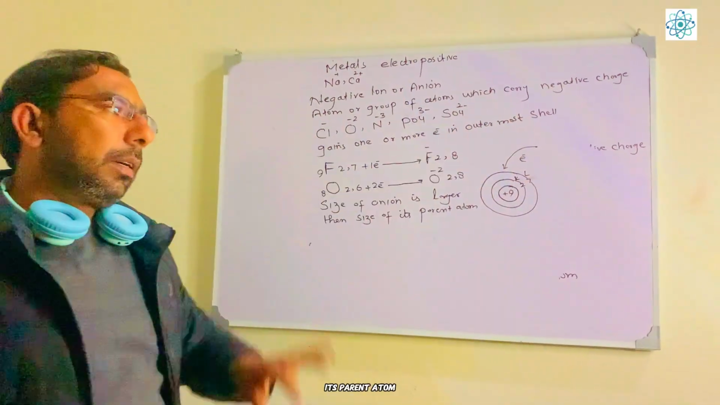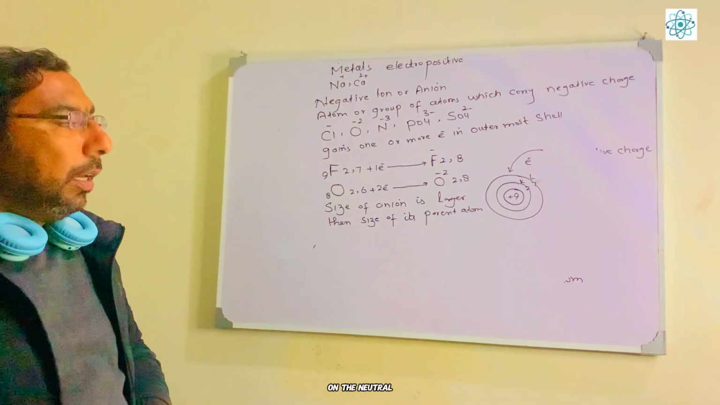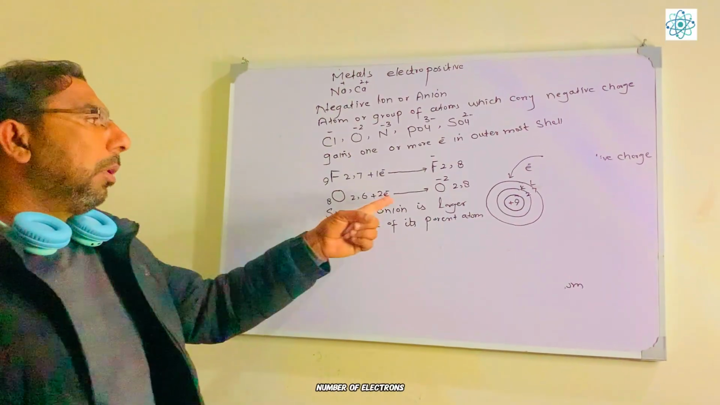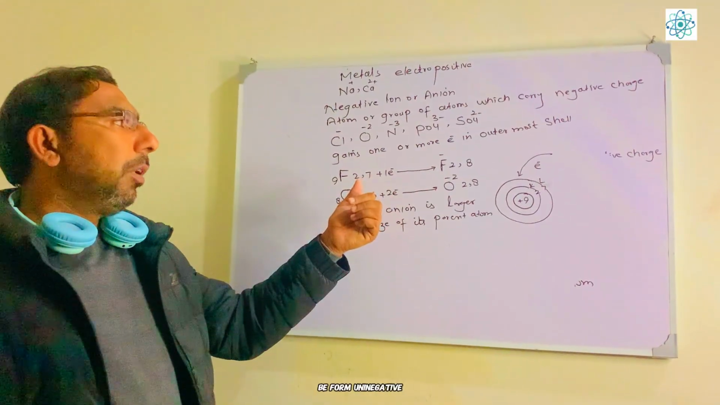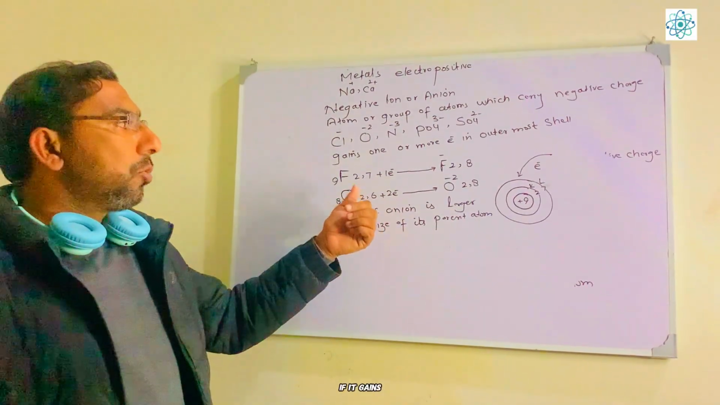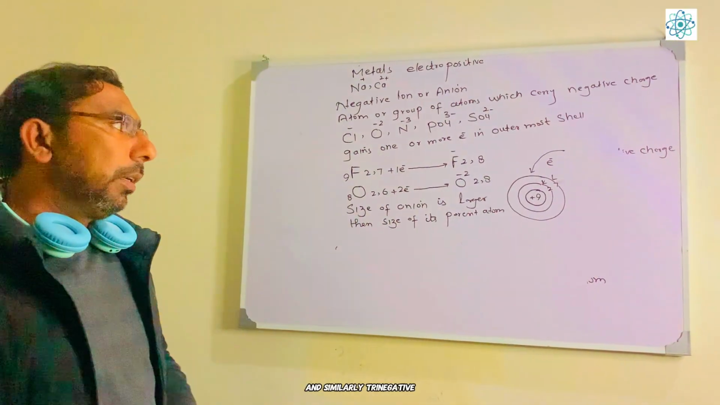Now we see the charge that comes on the neutral atom depends upon the number of electrons. If it gains 1 electron, then it will form a uninegative ion. If it gains 2 electrons, it will form a dinegative ion, and similarly a trinegative ion.